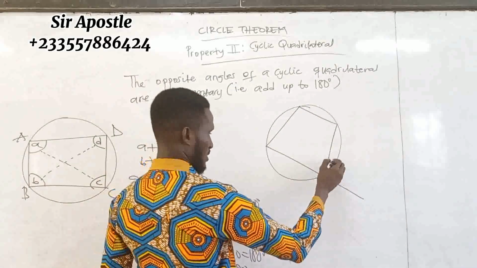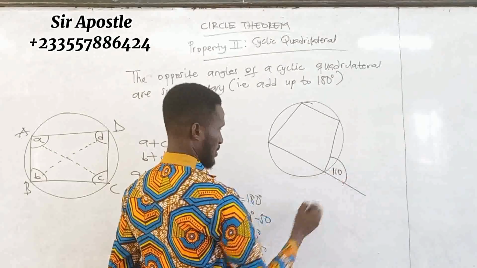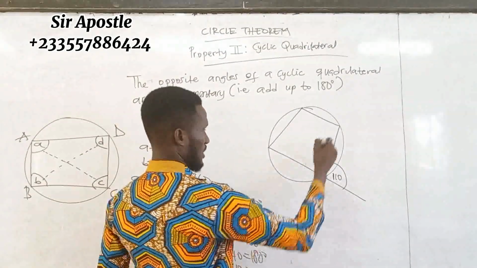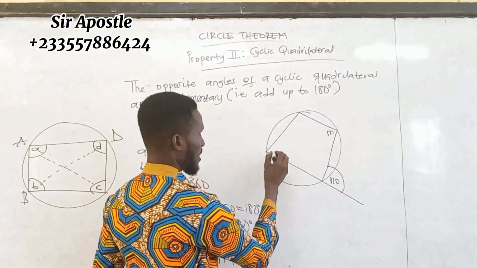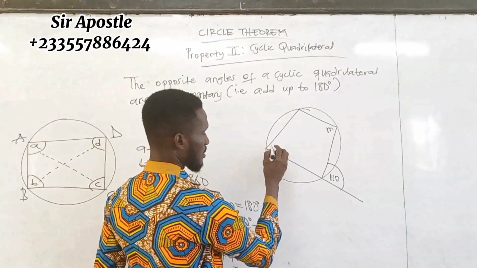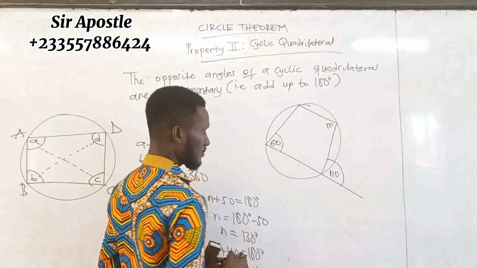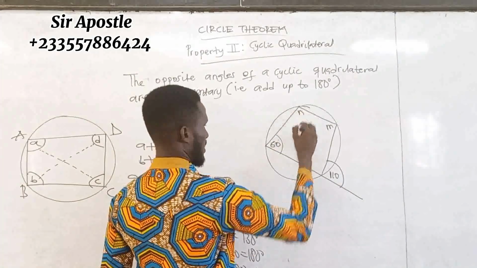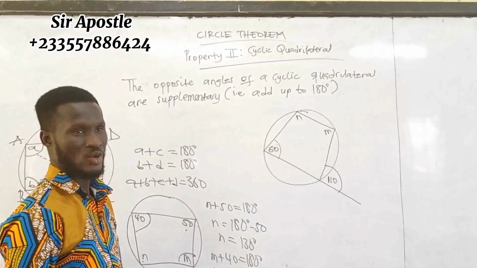Now let me consider this angle to be 110 degrees. Here is M and here is, let's say, 60 degrees. This side is N. Now, how can we get the value of M and N?